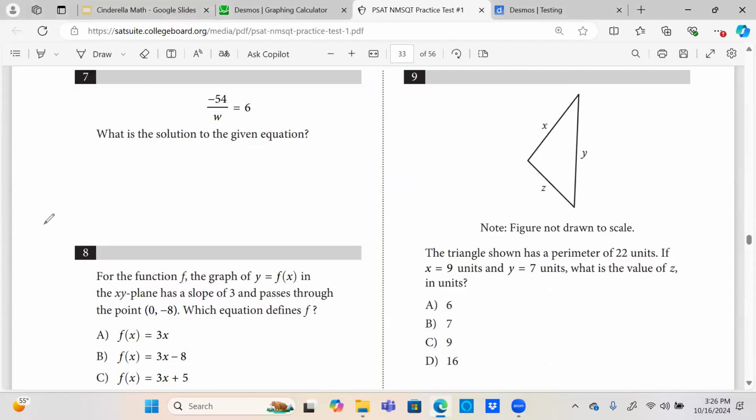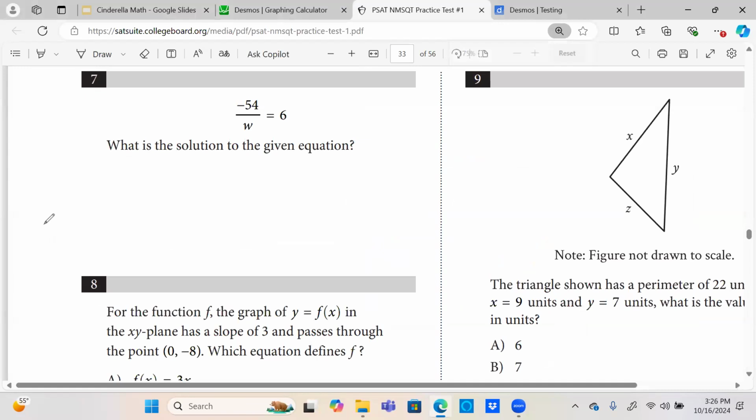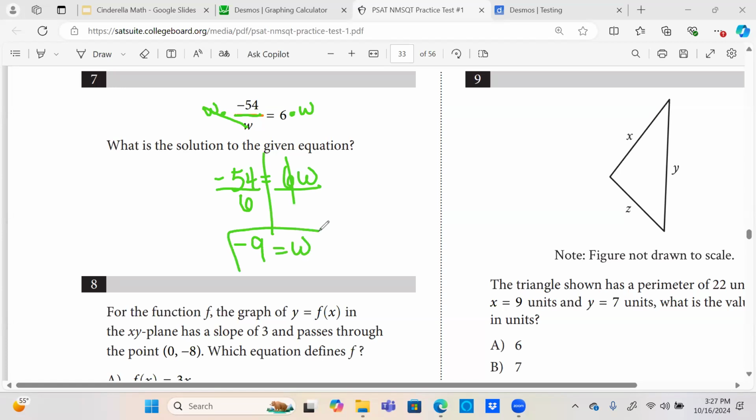Number 7, what is the solution? So we need to solve for W, but oh man, W's on the bottom. This means divide, so let's do the opposite of divide, or the inverse. Let's multiply W. And then we'll do it over here to be fair. Divide and multiply will cancel out, and we'll get negative 54 equals 6W. Divide by 6, and we get negative 9 is W.